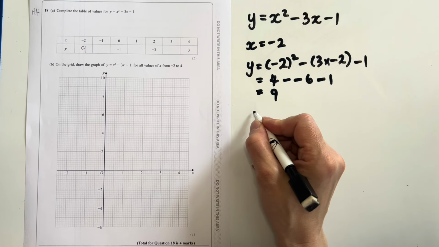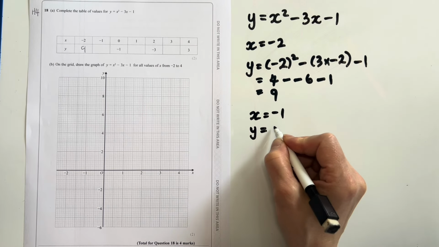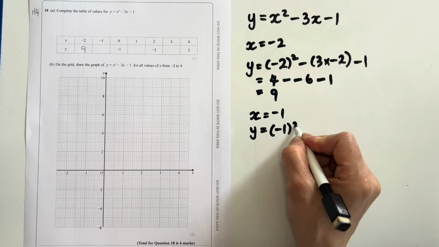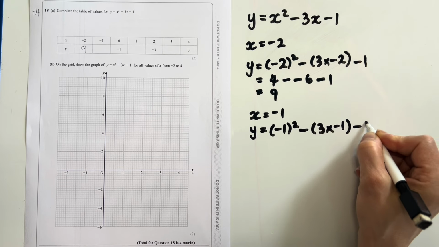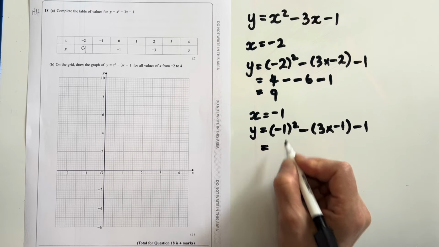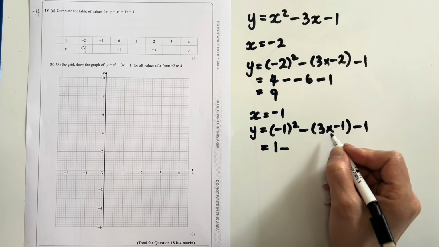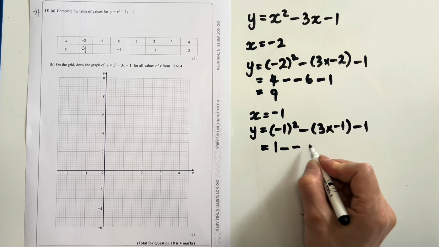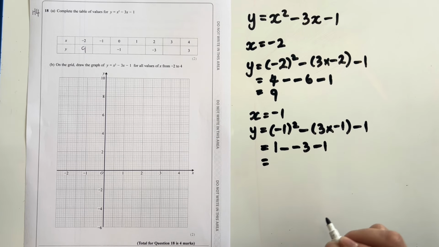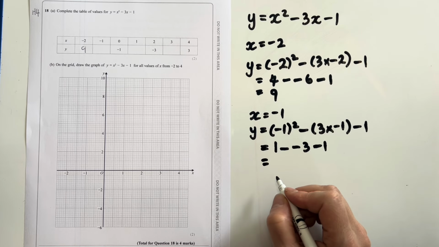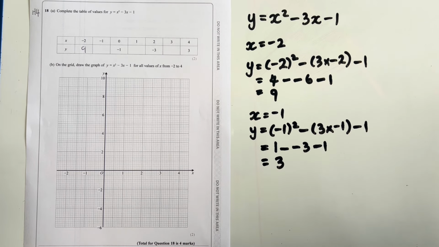So the next one we're looking for is x is equal to negative 1. So again, we substitute that in. We've got negative 1 squared, take away 3 times negative 1, take away 1. And negative 1 times negative 1 is a positive 1. Then we're taking away 3 times negative 1, which is a negative 3, and then take away 1. So again, we've got to take away a negative, which means that we're going to add. So we've got 1 add 3 is 4, take away 1, leaves us with 3.